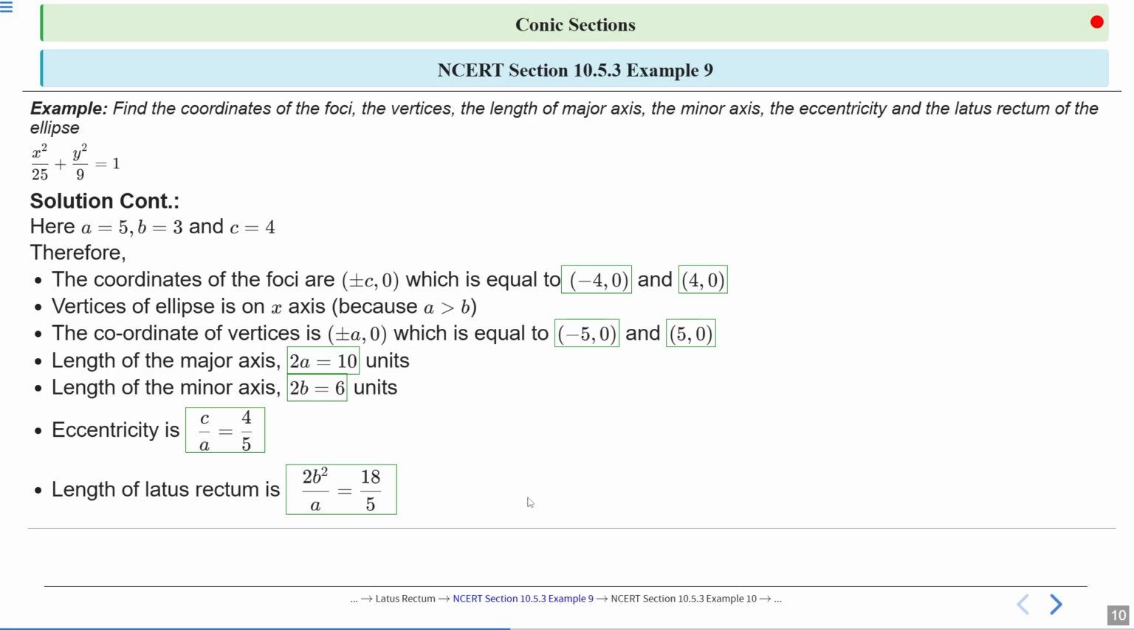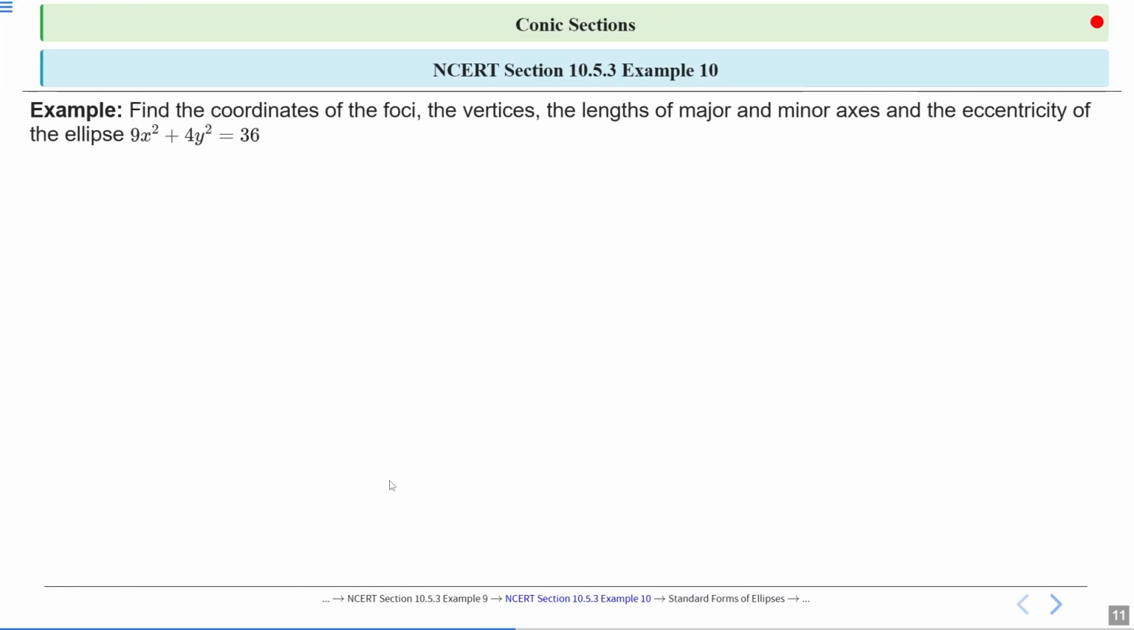So now let us move to the next example. In this example, we have to find the coordinates of the foci, the vertices, the length of major and minor axis, and the eccentricity of the ellipse 9x square plus 4y square equal to 36. So we have to note here this equation 9x square plus 4y square equal to 36.